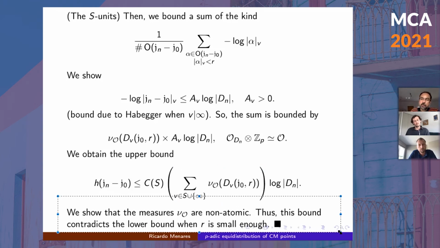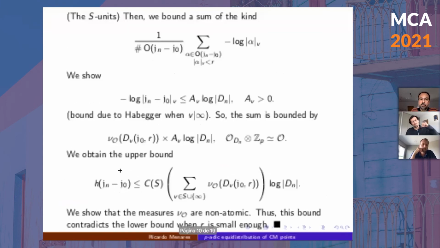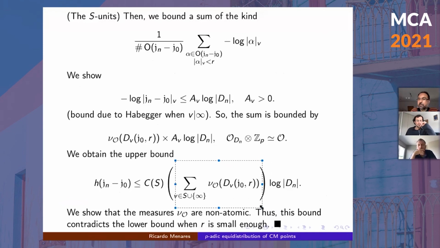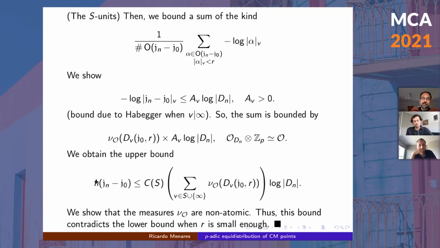So by choosing R correctly, you can contradict the lower bound we had before. Let me remind you that the lower bound was a constant times a logarithm. So the upper bound is something that can be made really small times the logarithm. So if you choose R small enough, you have a contradiction. And I said nothing about this other term, but it is very easy to bound. Well, okay, so this is how you apply equidistribution to this kind of thing.